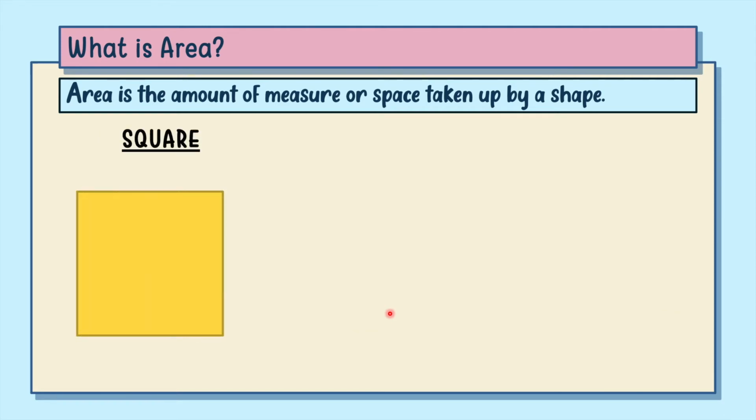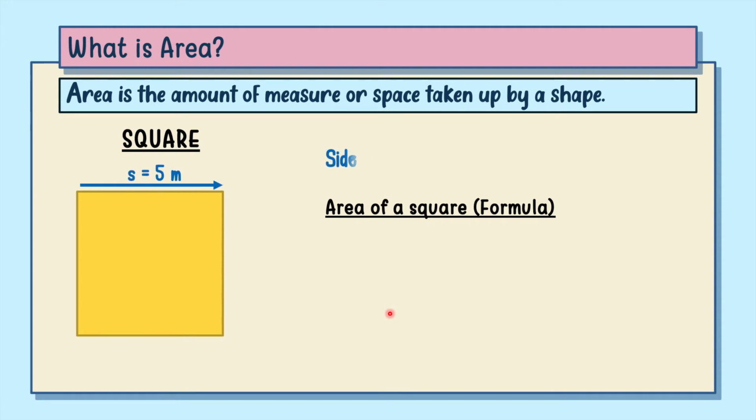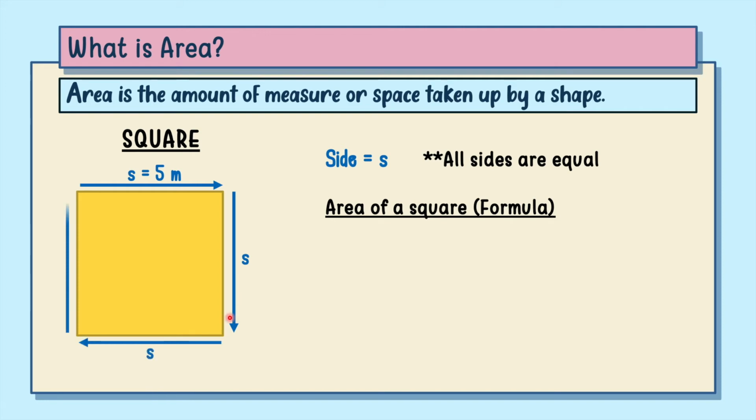So let's talk about a square. Now, what is so special about a square? Do you remember? The sides are equal. So all sides are equal. So this is 5 meter, which means here is also 5 meter. Okay. So how do I find area of a square? By using the formula. The formula is side times side.